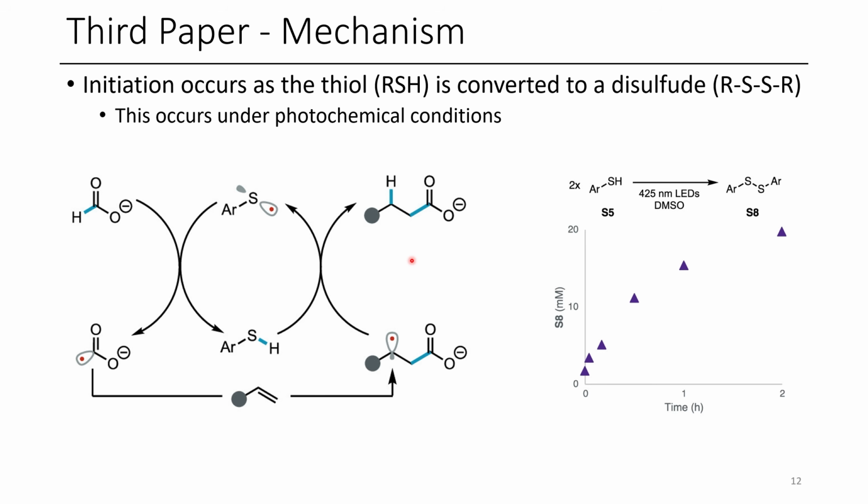The mechanism of this paper is relatively straightforward. They have their thiol under photochemical conditions. This can form their disulfide, and their disulfide can form sulfur-centered radicals. Sulfur-centered radicals are necessary to facilitate this process, taking formate to its formal radical. The formal radical can then couple with their terminal alkene at the terminal position, making an alpha radical, which is able to abstract a hydrogen atom from the thiol in their system, regenerating their sulfur radical, which then continues the cycle. Their final carboxylate will be protonated in workup to afford the corresponding acid.